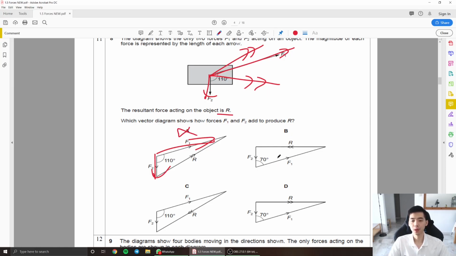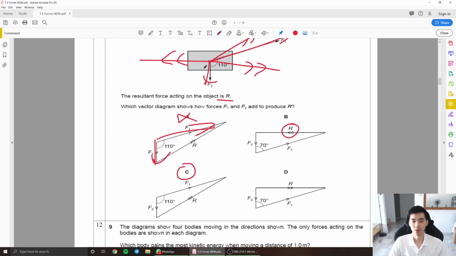Looking at B, this one is even more ridiculous. They're saying that the resultant force is in this direction, which is quite dumb, right? C is not true as well. C is basically saying that the resultant force is in that direction. Finally, we have D as the answer.